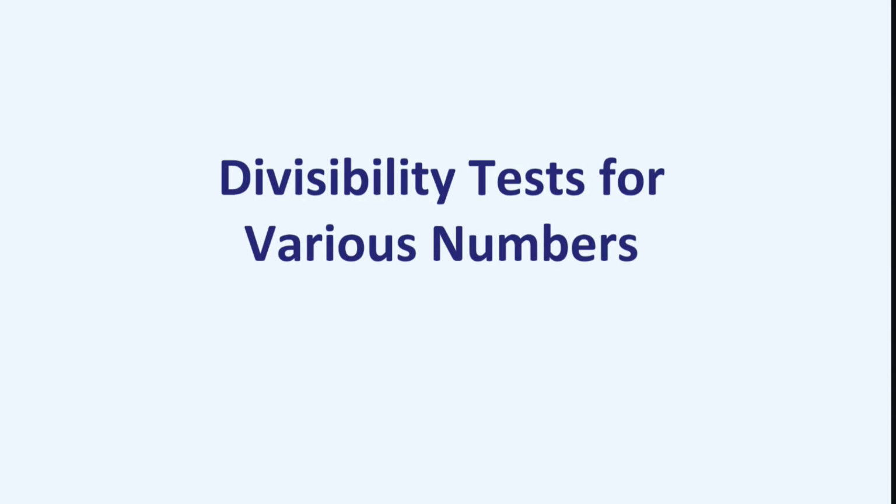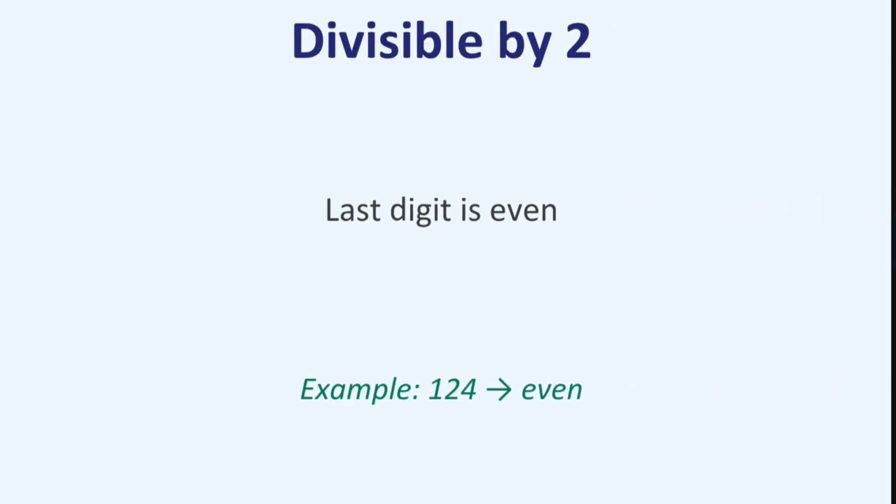Divisibility tests for various numbers. These are simple rules that let you check divisibility for any number in a few seconds. First of all, a number is divisible by 2 when it's an even number. To check that, you can simply check the last digit, which should be either 0, 2, 4, 6, or 8. For example, 124, it's an even number, hence it's divisible by 2.